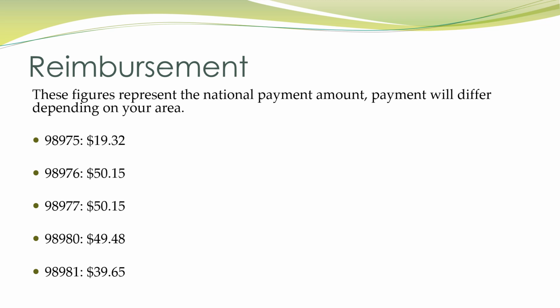These are the fee schedule numbers for Medicare and the national payment amount. The payment will differ depending on your area. For 98975, $19.32; 98976, $50.15; 98977, again $50.15; 98980, $49.48; 98981, $39.